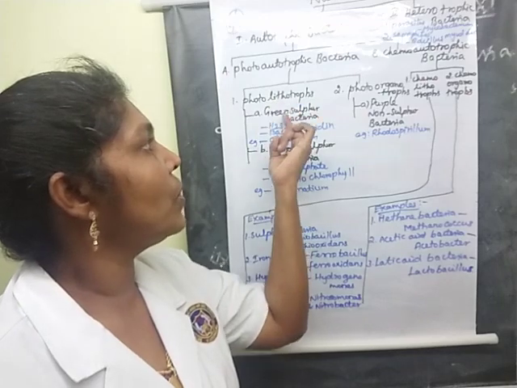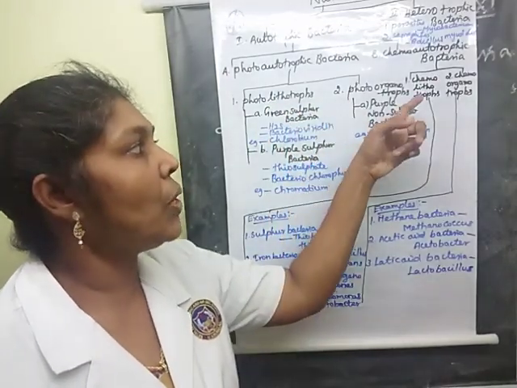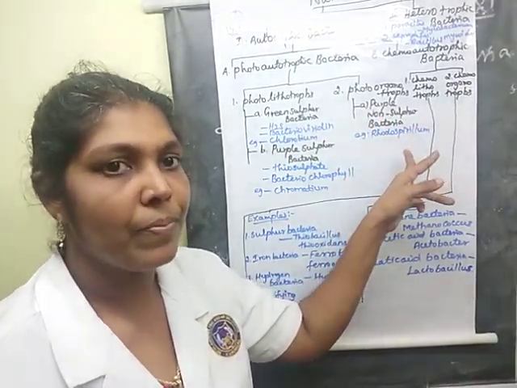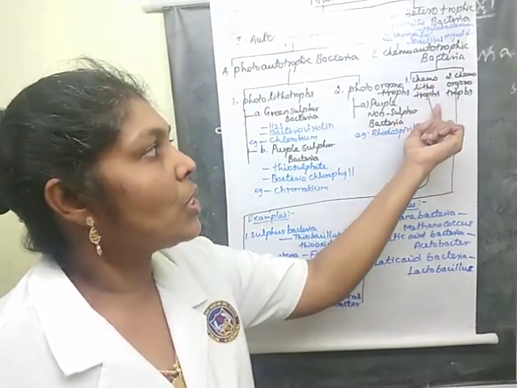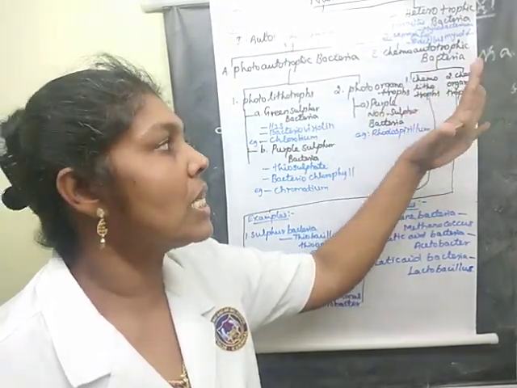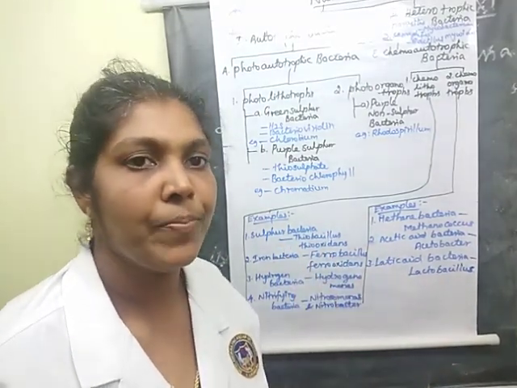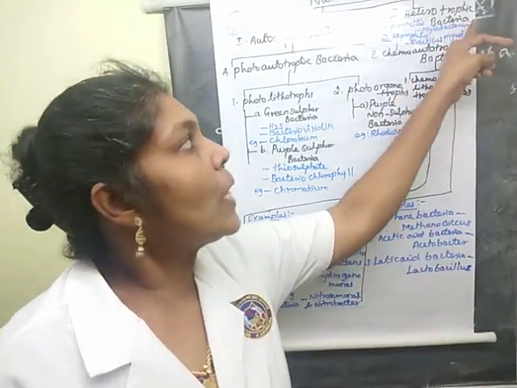Under photolithotrophs come green sulfur bacteria and purple sulfur bacteria. Photoorganotrophs come under purple non-sulfur bacteria. Understood, children? Next, chemolithotrophs. What are chemolithotrophs? What are chemoorganotrophs? Write it and then mention the examples also. Clear, children? Next, heterotrophic bacteria.